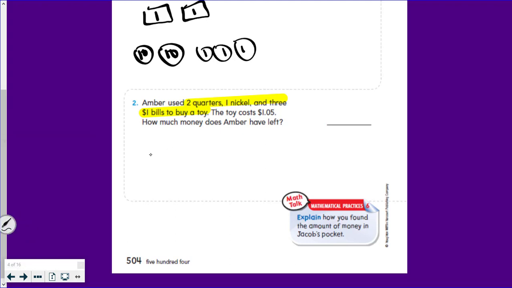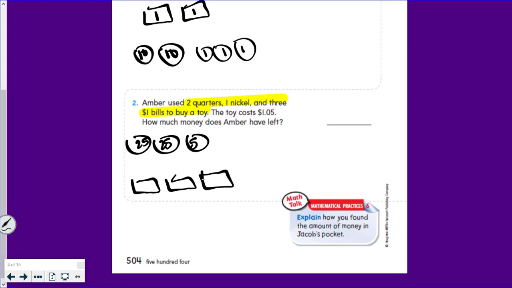Okay, so this is a little different than what problems we've done in the past. So 2 quarters, so 25, right? 25. 1 nickel, which is 5 cents. And then 3 $1 bills. So 1, 2, 3. Now the first thing I'm thinking is, I know that the toy only cost $1.05. So that's what I need to find in her money to pay for the toy, and then everything else is how much she has left.